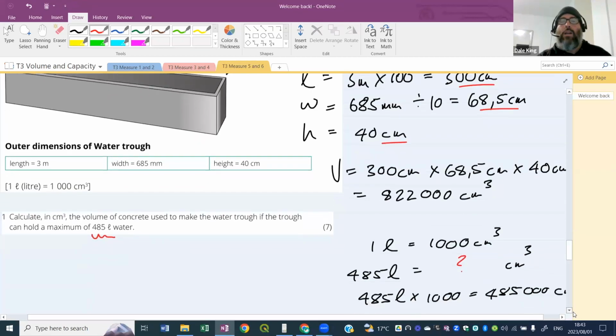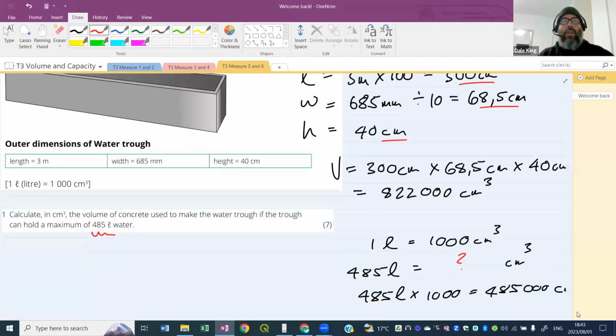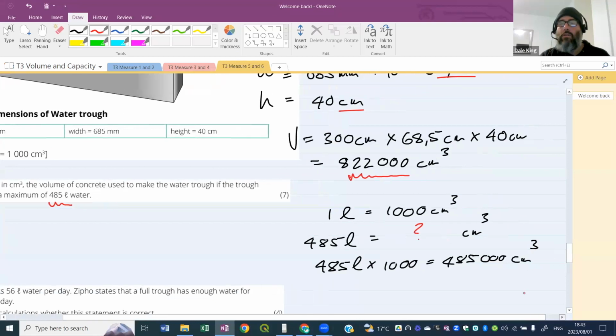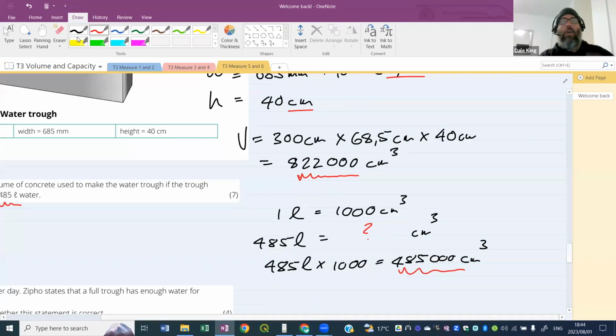Now, what we need to do is work out what is the difference between the outside of this trough and the inside, which is water. The outside is concrete and the inside is water. So we take this value, which is 822,000, which is as if it was all filled with concrete. We subtract the 485,000, which is the part that's inside that is water. And it's going to give us 337,000. Yes, and that'll leave us with the outer boundary, which is just the concrete.